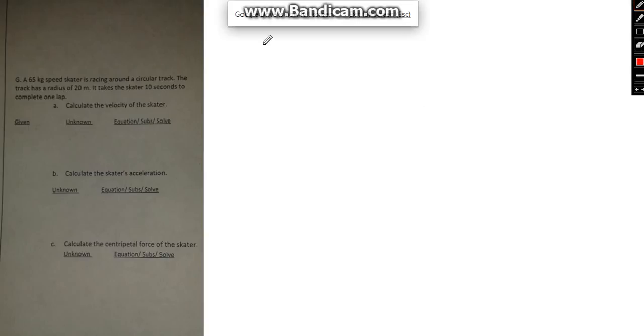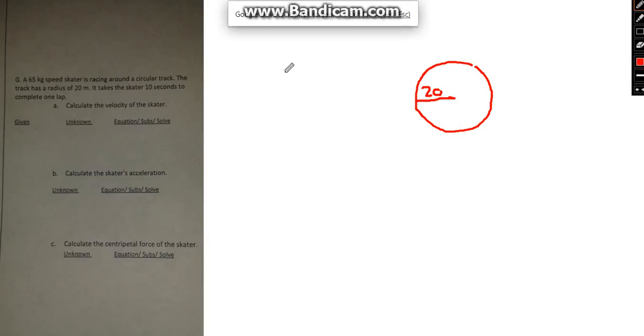Alright, final question, home stretch. A 65 kilogram speed skater is racing around a circular track. The track has a radius of 20 meters. It takes the skater 10 seconds to complete one lap. If it helps, you can create a little sketch of this. We have enough space here, so I'm going to do it for you. The track is circular, and the track has a radius of 20. That means this distance from the center to the end is 20. It takes this skater 10 seconds to complete one lap.